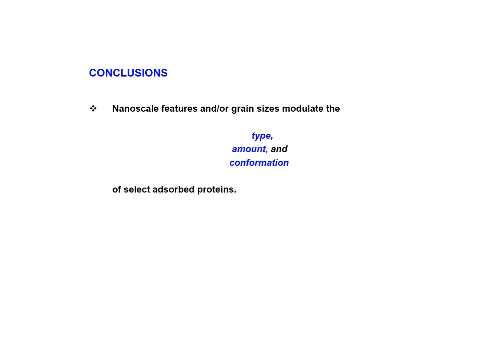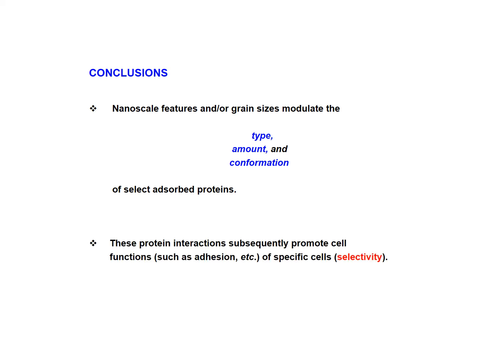I didn't present all the experiments conducted in this particular study, but I would like to reach the conclusion here, and it was that nanoscale features or grain sizes modulate the type, the amount, and the conformation of select proteins, and that of course dictates the absorption of proteins on substrates. This protein interaction subsequently promotes cell functions, first of all adhesion, but subsequent functions as well, and brings about what we call selectivity by specific cells.